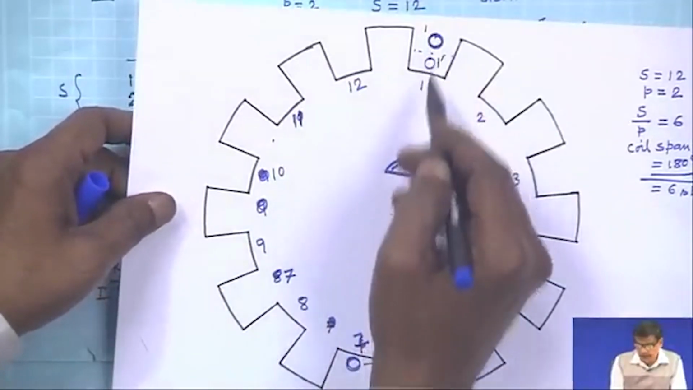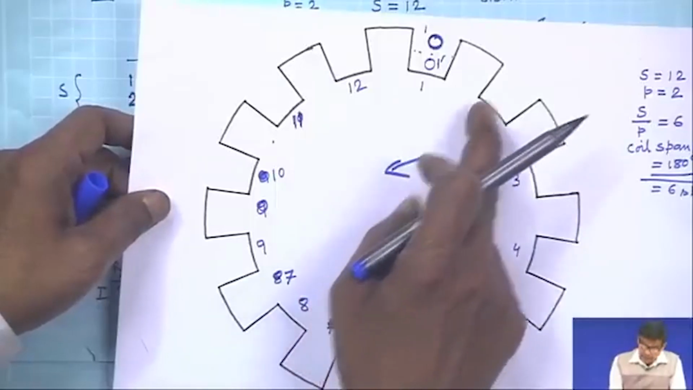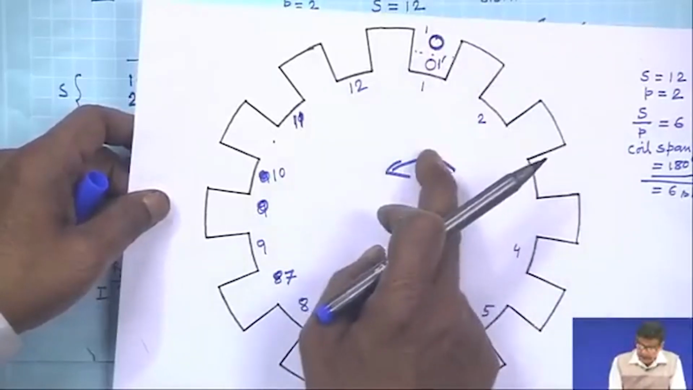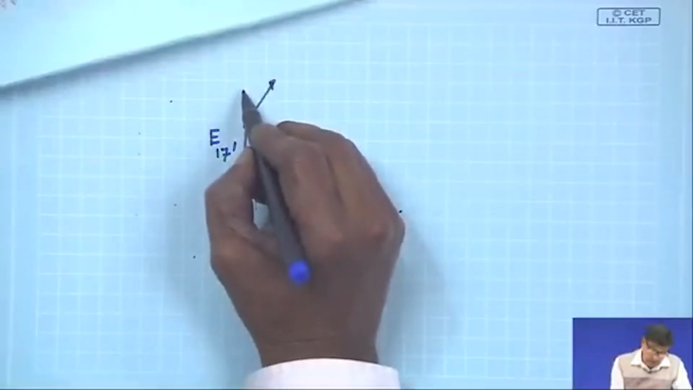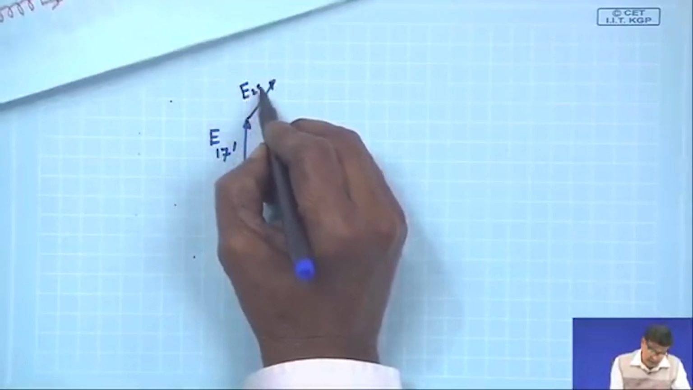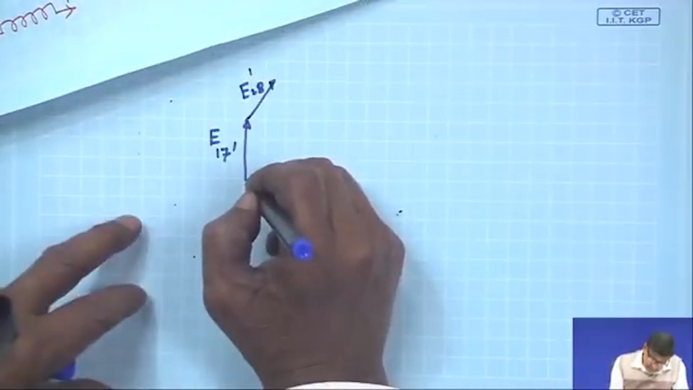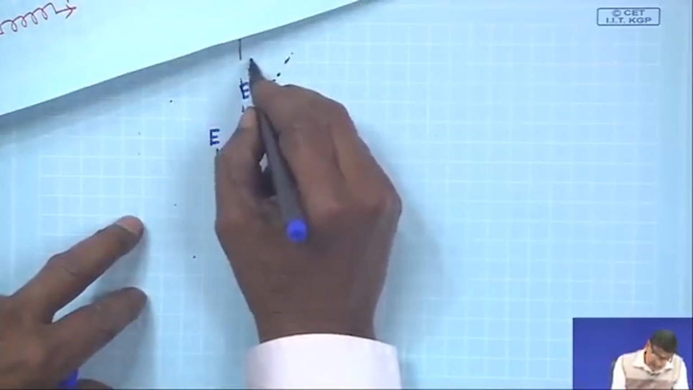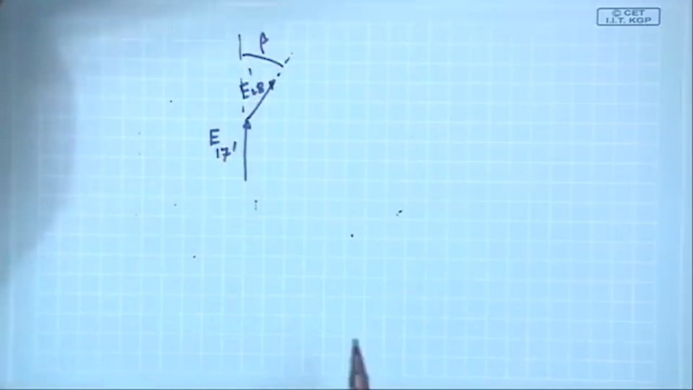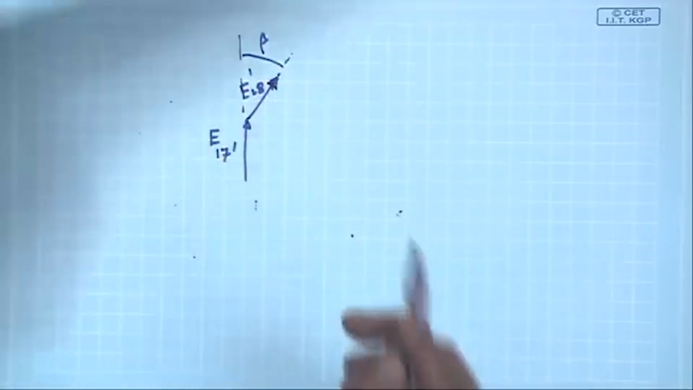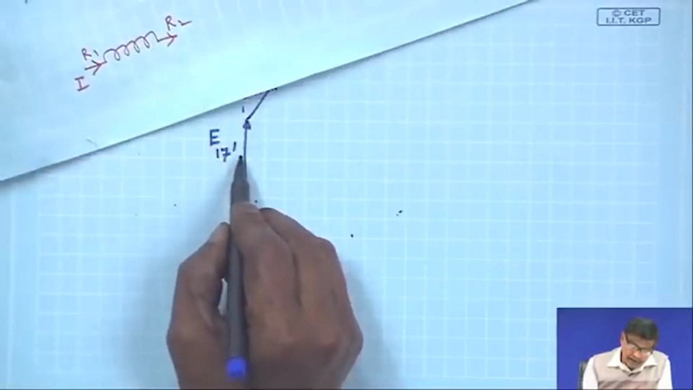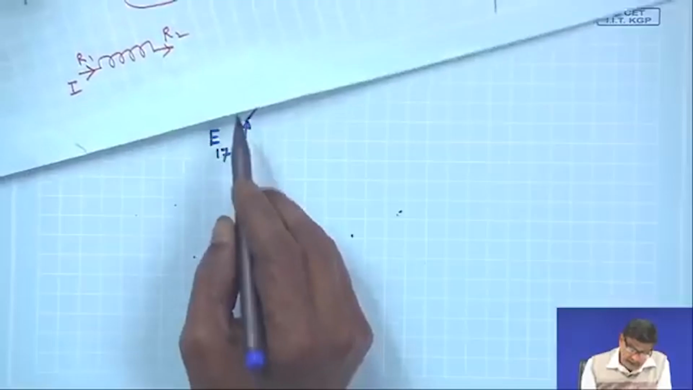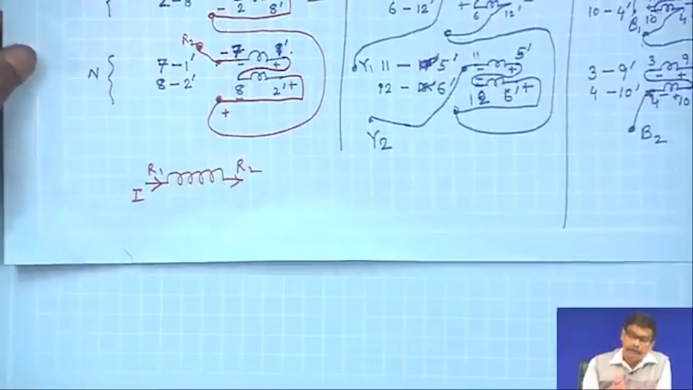Whatever is happening to coil 1, after beta degree, 1 slot pitch angle, the same thing is going to happen to the second coil. Therefore, this will be the E 28 dashed phasor, of this length, and this angle is beta, 30 degree in this case. This is over. Now, I want to do E 71 dashed. So, this is 17 dashed, and where will E 71 dashed be?